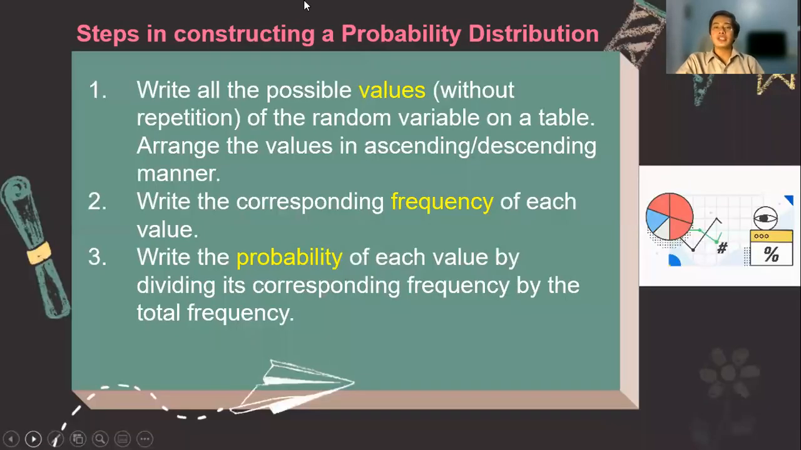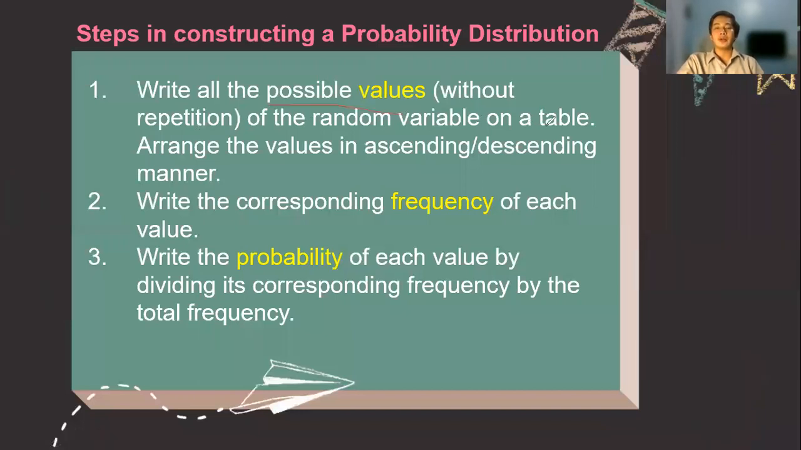Now, the next skill that you need to learn is how to construct a probability distribution given certain situations. So the first one is to write all the possible values without repetition of the random variable on a table. Always arrange the values in ascending or descending manner. What's important is you were able to organize your possibilities.